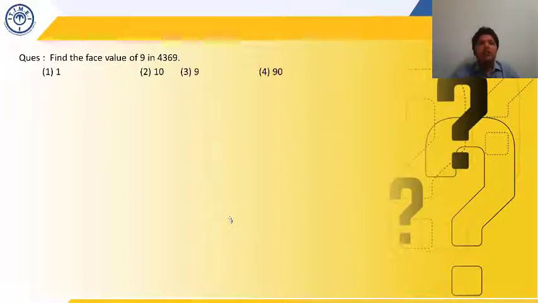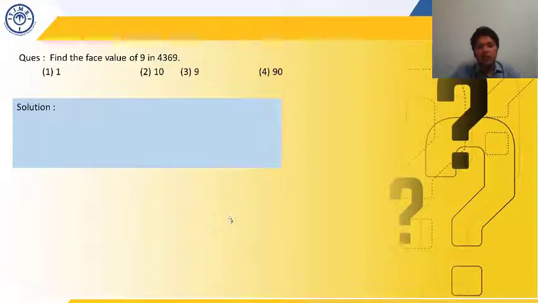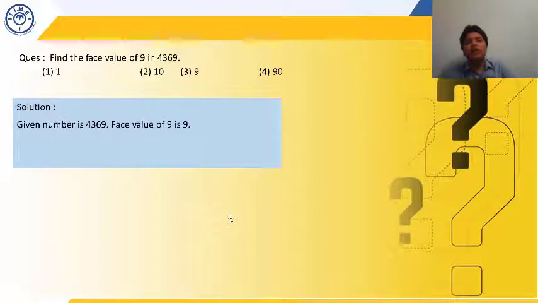What is the logic? The question here is, find the face value of 9 in 4369. So you need to remember what the face value is. Face value is going to be that digit only in that place. So in 4369 the face value of 9 is 9 only. For example, if I ask you what is the face value of 4 in this 4369, it is going to be 4 only, right?